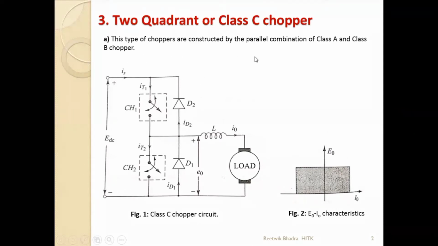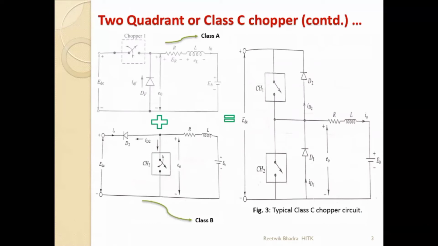So how are those class A and class B choppers connected? There is a parallel combination of these two. We'll look into this. This is our basic circuit. So in class A chopper there was a switch CH, then a diode, then the load. And in class B chopper there was a switch, diode and the load. So this is a total class C chopper circuit. We'll look into this in the next slide.